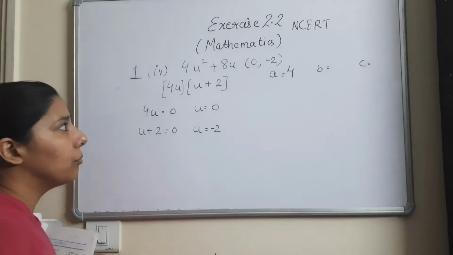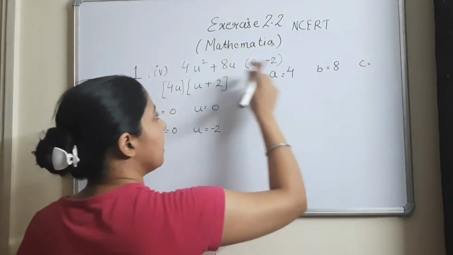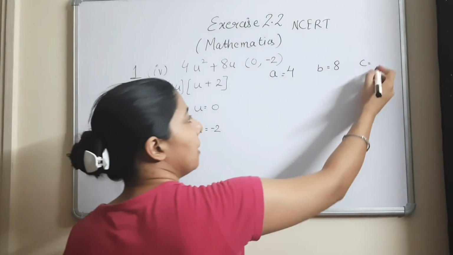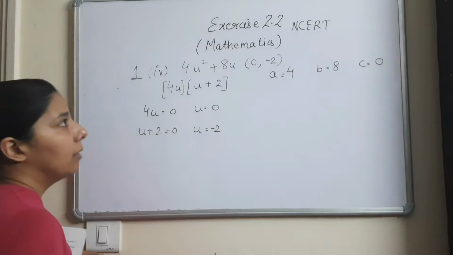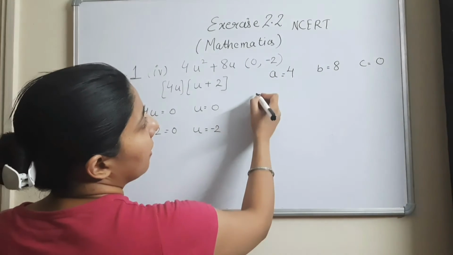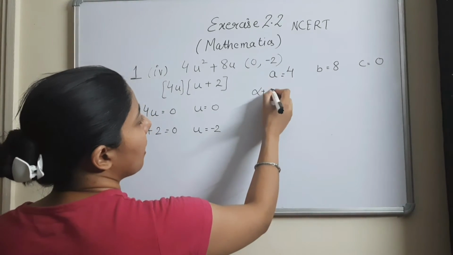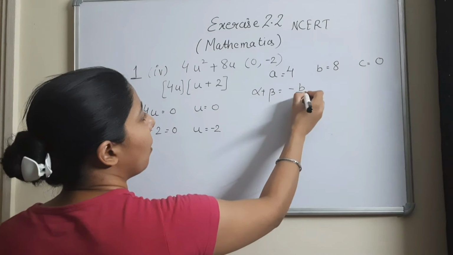B is the coefficient of u, that is 8. And C is a constant. There is no constant term, so we will write 0 here. Okay, so next write down alpha plus beta is equal to minus B upon A.